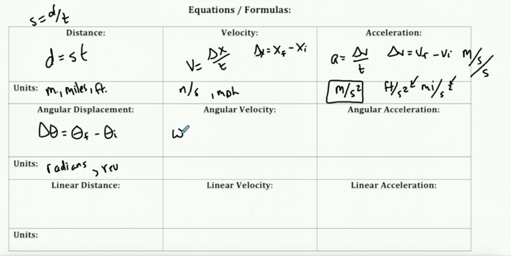Angular velocity, that's the omega symbol, is going to be delta theta over time. And remember, delta theta we can look at the last table for. And our units for this will be radians per second. It can also be revolutions per minute. Most of the time we're looking for those. All right.